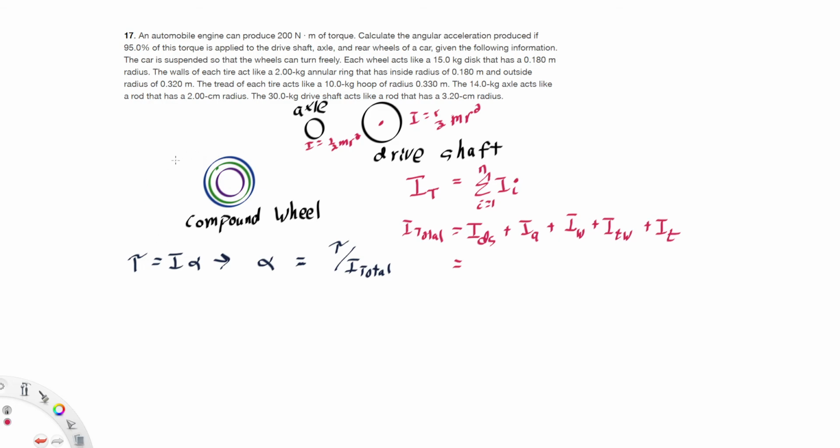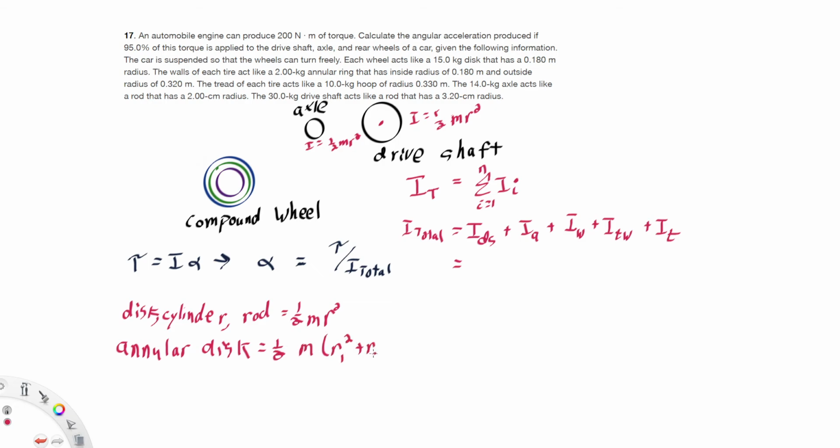The compound wheel is going to be a little bit more. But yeah, a disc or cylinder or rod, all on their main axes, is 1/2 mr squared. Remember, for an annular disc, we saw this one at the beginning of our office hours today, it is 1/2 m (r1 squared plus r2 squared). And then lastly, a hoop is just mr squared with no half.